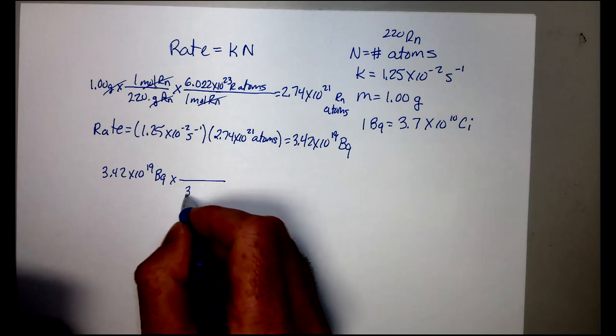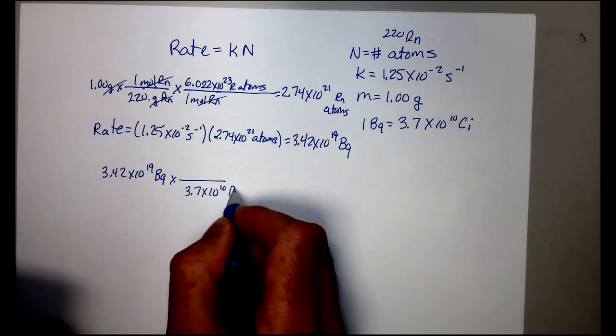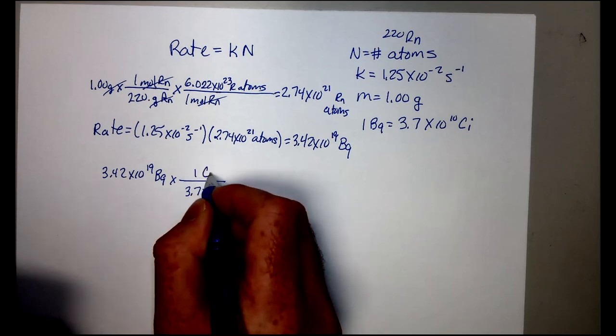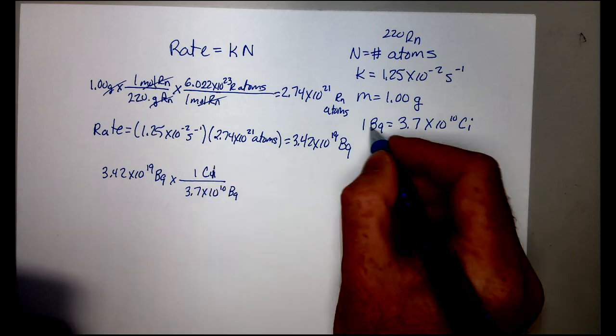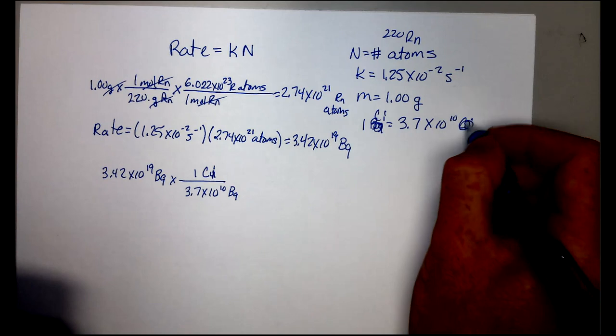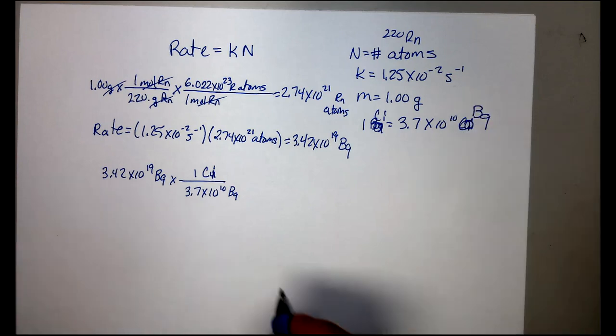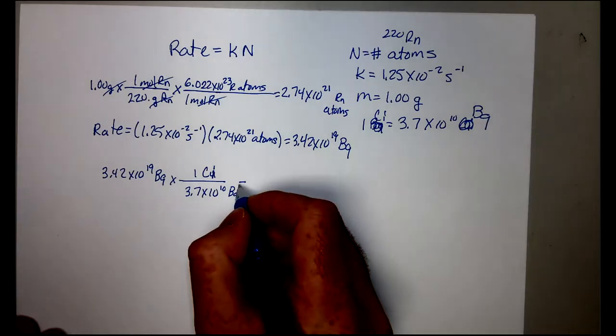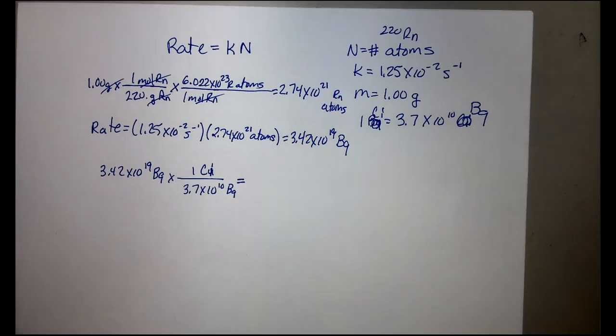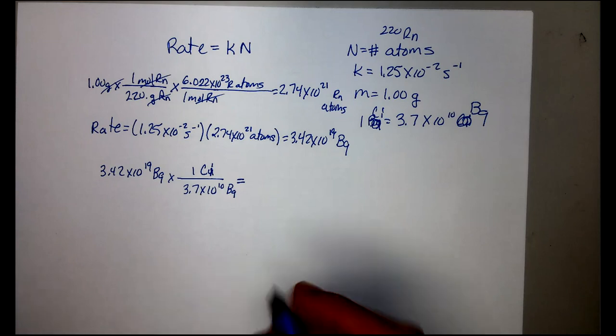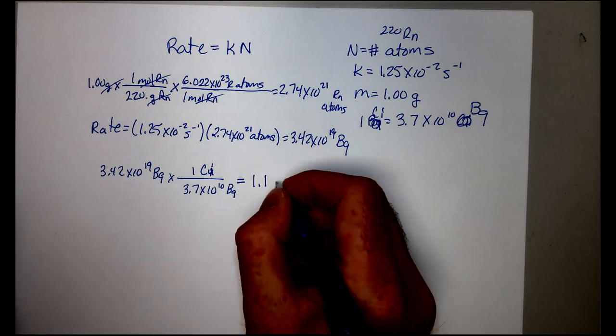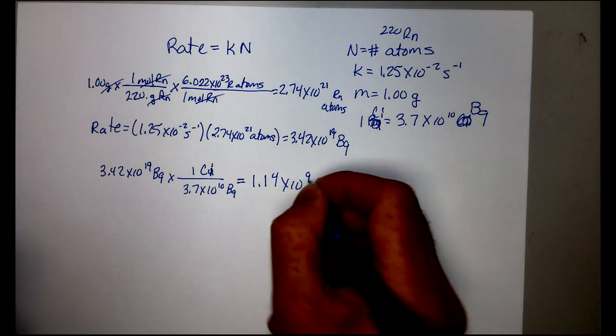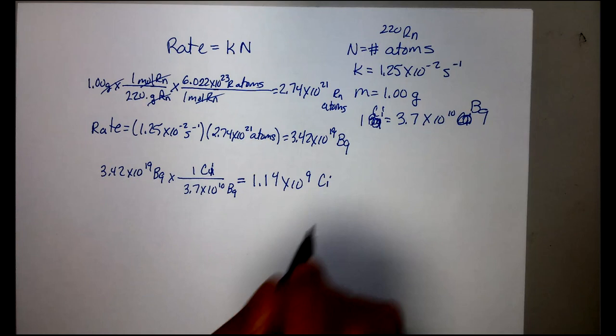And there's 3.7 times 10 to the 10th becquerels per 1 curie. I did that exactly backwards. Curies, becquerels. Sorry about that. And so we're going to divide that by 3.7 times 10 to the 10th power. Get that in scientific notation. We're going to get 1.14 times 10 to the 9th curies. And that would be our answer.